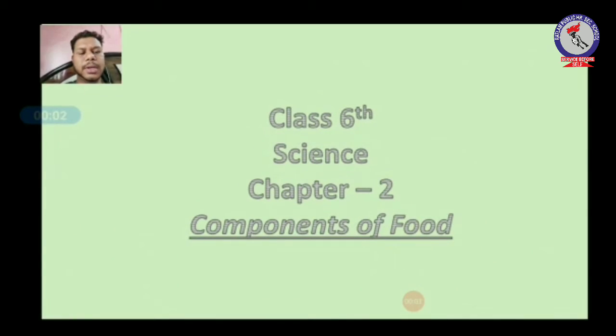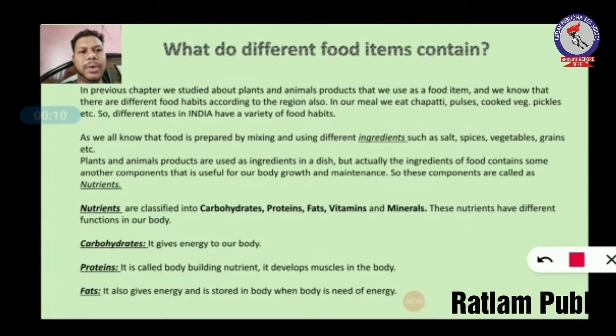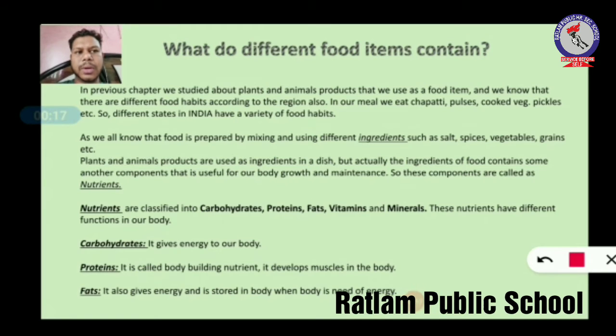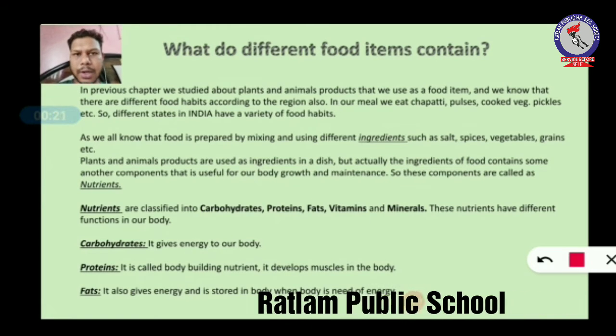Students, today we will study chapter number 2, that is components of food. In the previous chapter we studied the various products that we get from plants and animals. We use them as our food items. As we all know, food is prepared by mixing different kinds of ingredients.